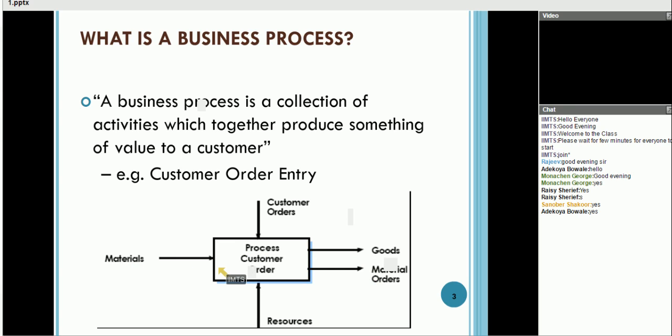So we are inputting three things: the materials, the resources, and the customer order. The customer gives the order, the materials are required for preparing that order, and the manpower is the resources. And as a result, we will get the goods and the material orders.